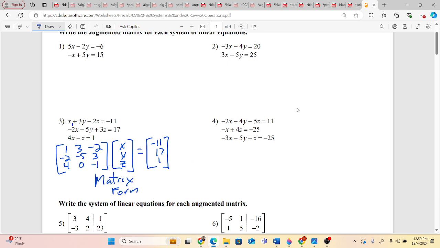So now I'm going to do augmented matrix form. Augmented does not have any letters, and it doesn't have an equal sign. So that's going to be negative 2, negative 4, negative 5, right? And then it's going to be negative 1, oh, whoa, 0, sorry, 0, and then 4. And then this one's going to be negative 3, negative 5, 1. And then I'm going to put a line right here to sort of be my equal sign and say 11, negative 25, and negative 25. And that's my augmented matrix.